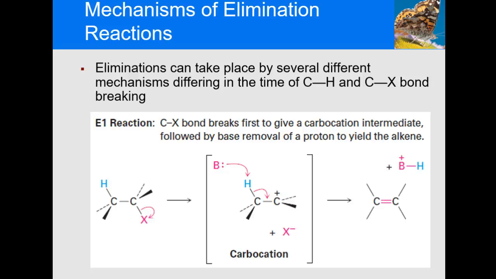So let's talk about the mechanism. Okay, first let's talk about the E1. Eliminations can take place by several different mechanisms. For the E1, what happens first is your leaving group leaves and forms a carbocation. What type of carbon would be the fastest for this? A primary, a secondary, or a tertiary? Since I'm forming a carbocation, if you said tertiary, you are correct. Tertiaries go faster than secondaries, and basically you won't even go primaries. Okay, that's for an E1. You form a carbocation, then your base comes in, plucks off the hydrogen, and forms the double bond.